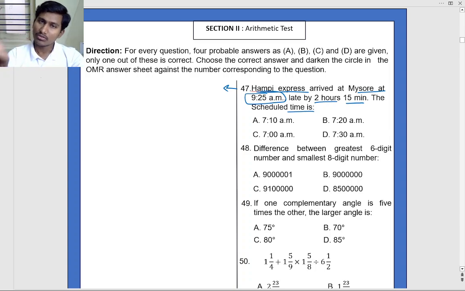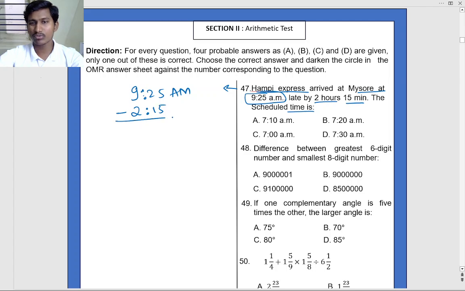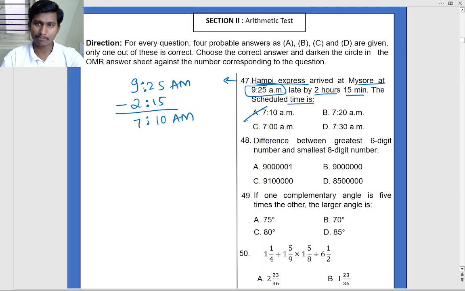So we have to subtract, right? From 9:25 a.m. we have to subtract how much it is late, that is 2 hours and 15 minutes. If you subtract it, you will get 9 minus 2 is 7 and 25 minus 15 is 10. So it should have arrived at 7:10 a.m. So option A is the answer. Okay, so now let us go to the next, 48.